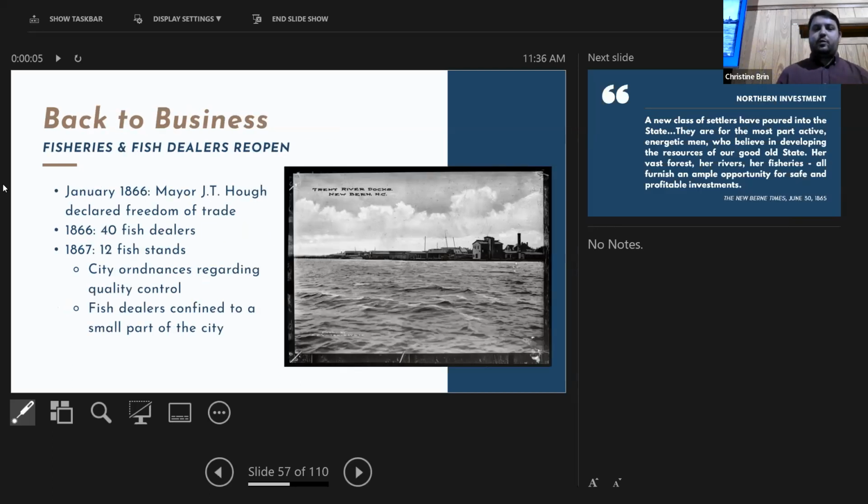So with everything going back to business, people were a little hesitant because they didn't really know what was going on. There was some breakdown in communication, but in January 1866, the mayor of New Bern came out and said everything's back to normal, trade's back to normal, bring your fish, bring your boats back. You don't have to worry about the military interfering too much. In 1866, you have 40 fish dealers. In 1867, there's 12 fish stands. Not really sure how many fish dealers there were, but there were a lot of changes happening.